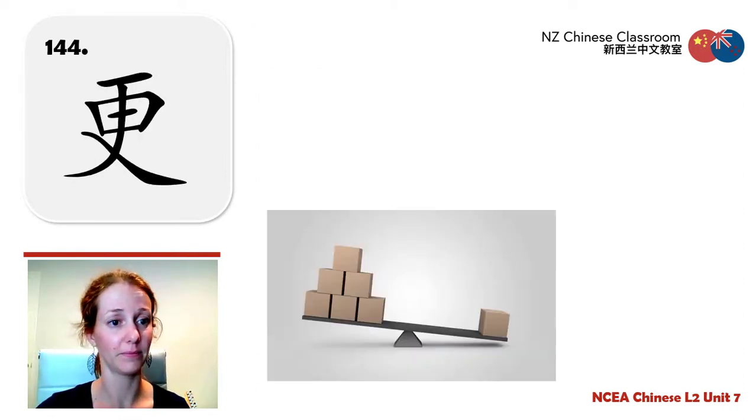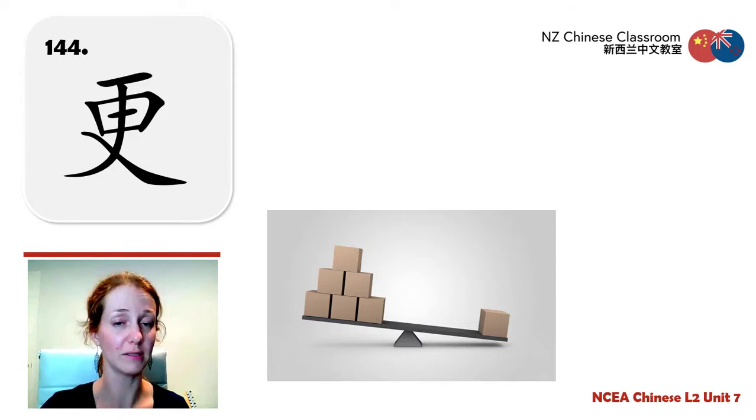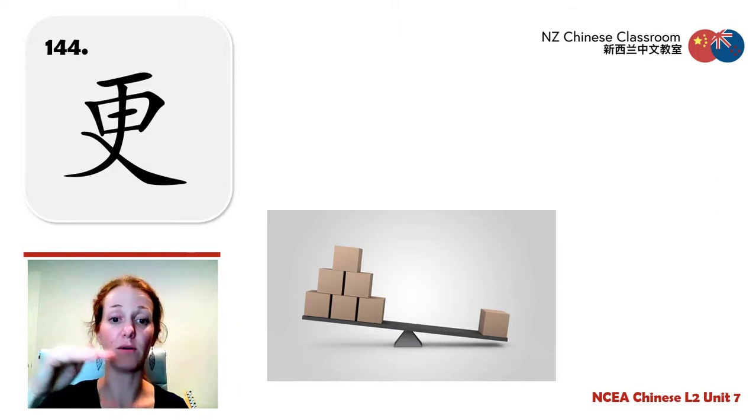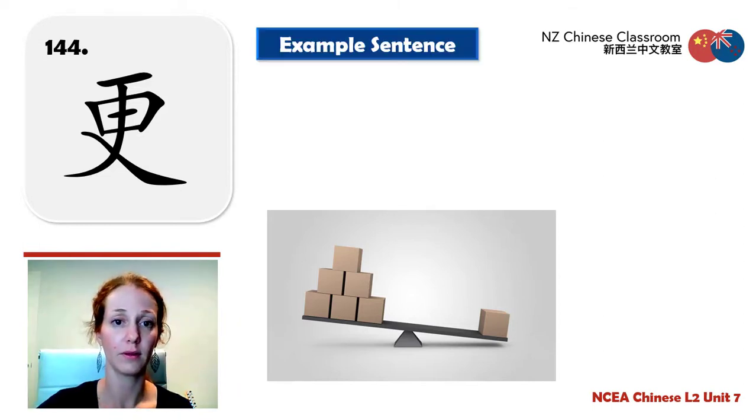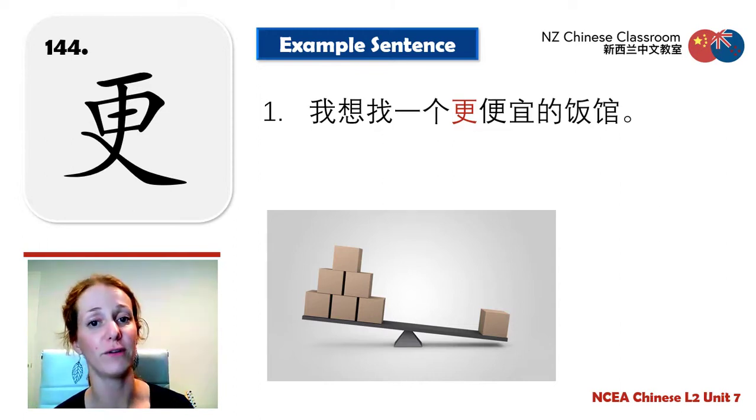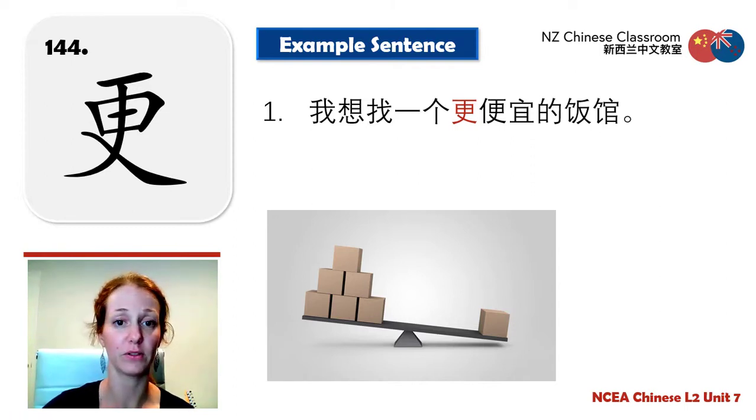下一个. 更. So this means even more than. So often used in comparisons. So 最 means the most, and 更 means even more than. For example, 我想找一个更便宜的饭馆. So this 更 goes right before the adjective. I would like to find a cheaper restaurant, so more cheap restaurant. But in English we would say cheaper. So comparative.